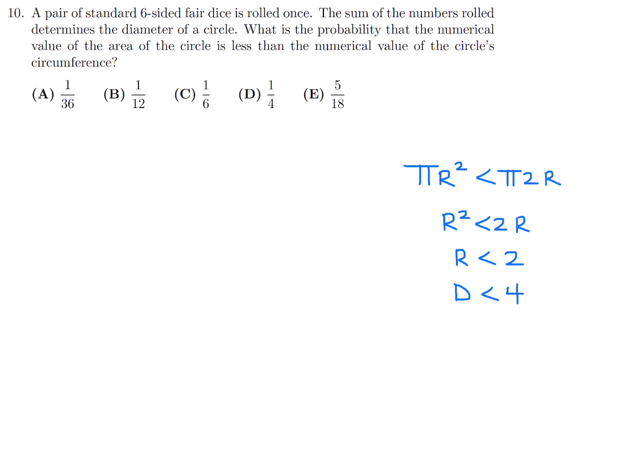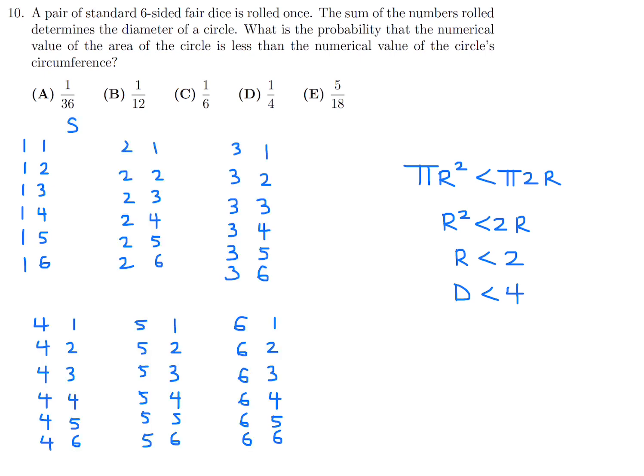So for this question, we have to look at any sum when the dice are rolled that is less than 4. When you roll a die, you have the possible combinations, like the first is 1 and the second is 1, or the first is 1, the second is 2, like that, right? And there's 6 times 6, so 36 possible combinations. Since there's not that many, I'll just write them all out. And here they are. Now what I'd like to do is just talk about the sums, because remember, what we are doing is looking at the sum of the numbers rolled, and that is what determines the diameter.